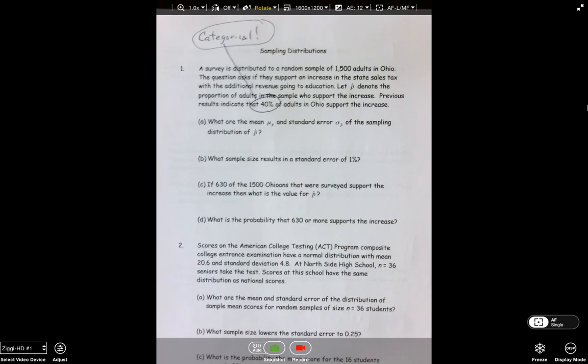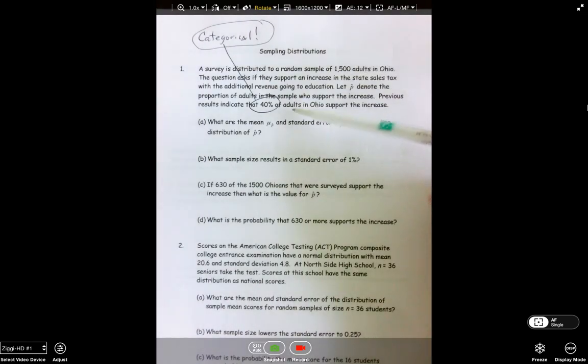So anyway, guys, categorical data works differently. The reason this is categorical is because there's a question: do you support this increase? And the answer isn't a number; it's either yes or no. So that's what makes this a categorical variable. Now, to keep you from having to think through that on every single question, instinctively you can say, when I have a percentage given in my problem, you're almost always going to have a categorical variable.